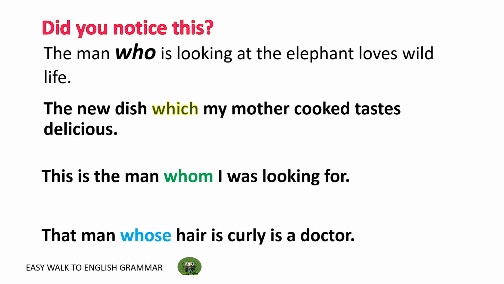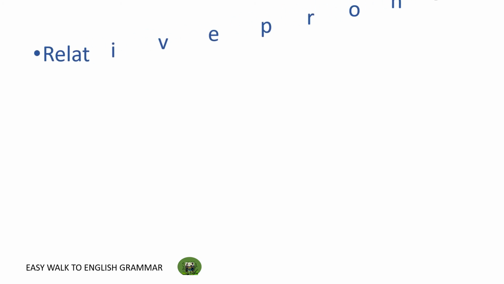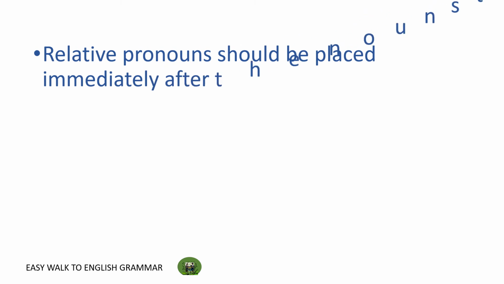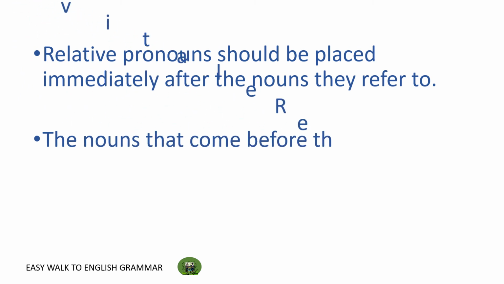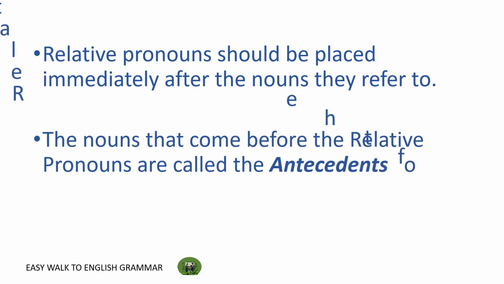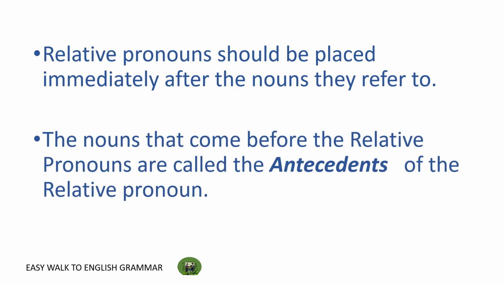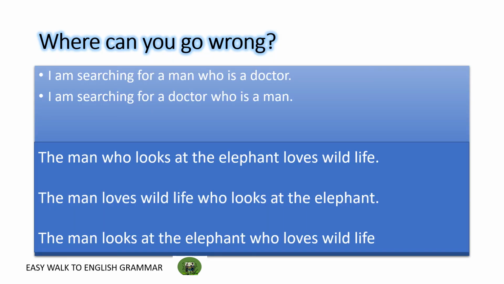We can make a note of this rule. Relative pronouns should be placed immediately after the nouns they refer to. And the nouns that come before the relative pronouns are called the antecedents of the relative pronoun. Here we can check where we can go wrong in the use of relative pronouns.